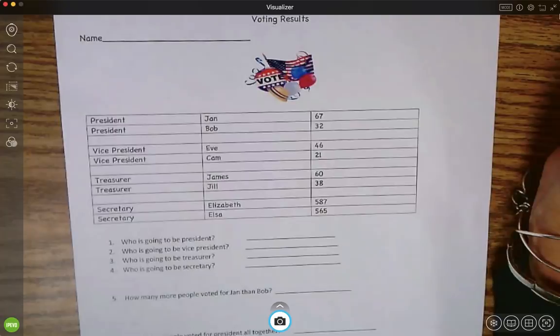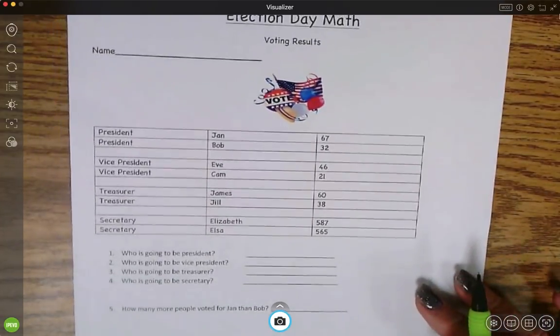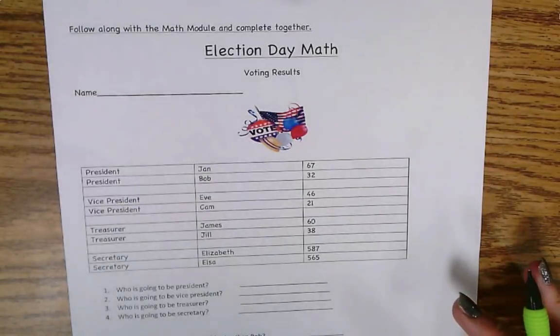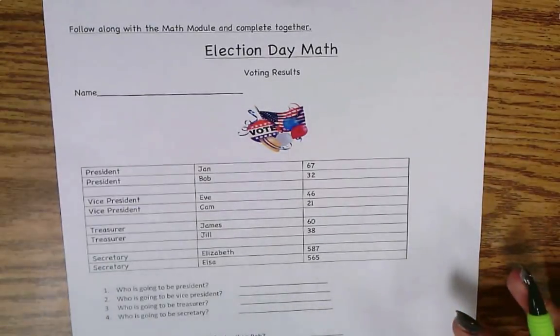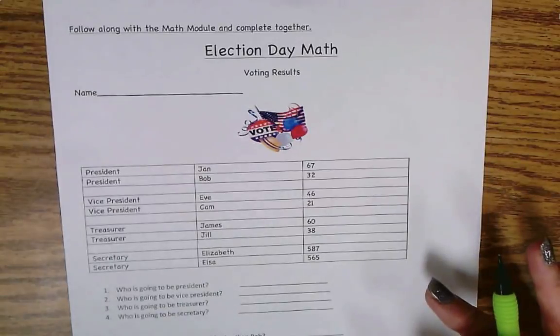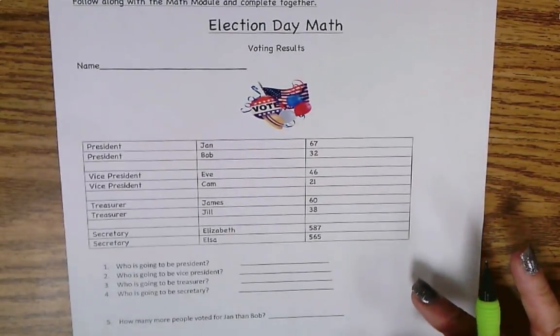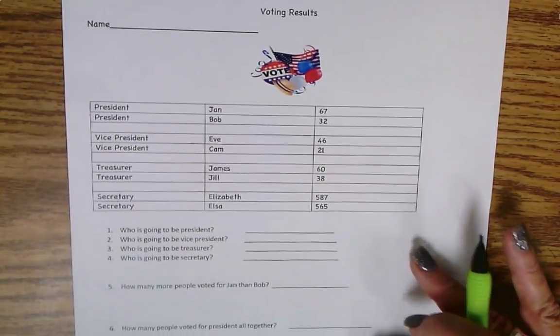We're ready for math right now. You're going to go ahead and take out this paper that says election day math, but make sure you start at the top where it says follow along with the math module and complete together. We're going to complete one of these pages together, and then you're going to do the other page on your own. So what we're going to do, boys and girls, is we're going to look at this table.